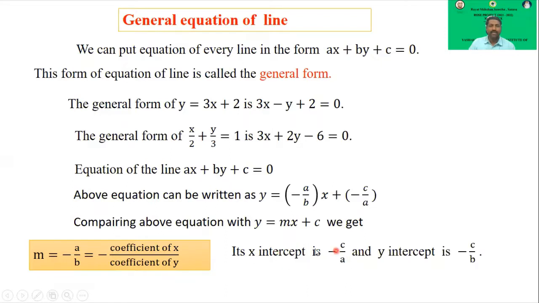The x-intercept is minus c by a and the y-intercept is minus c by b. So just putting x is equal to 0, we will get the y-intercept, and putting y is equal to 0, we will get the x-intercept of a line.